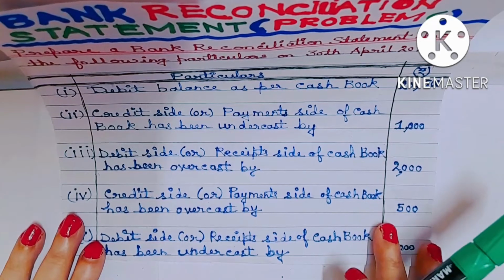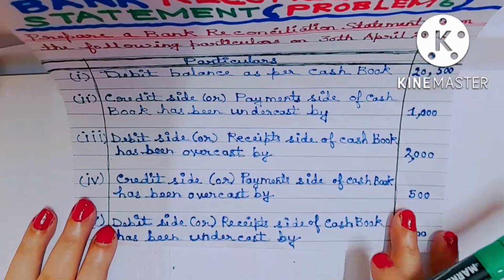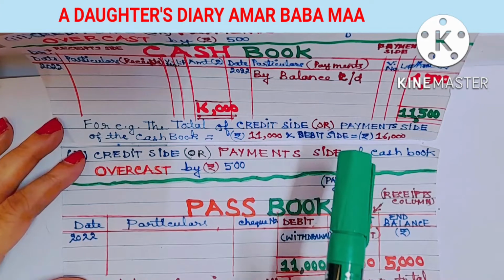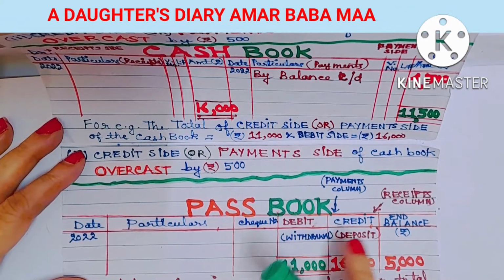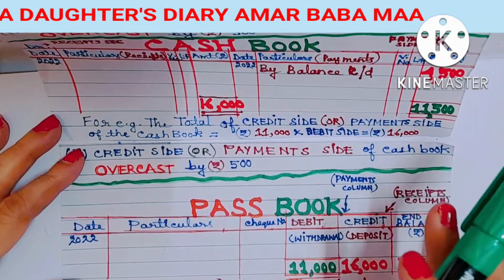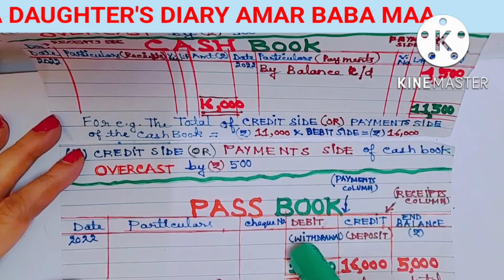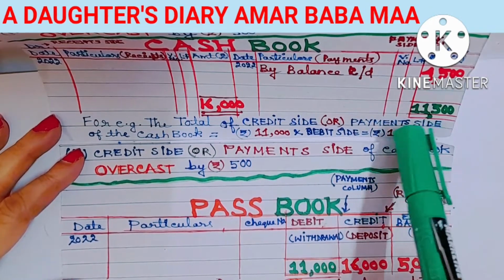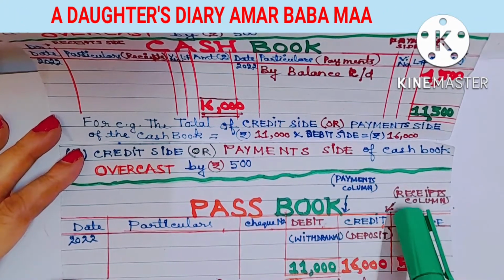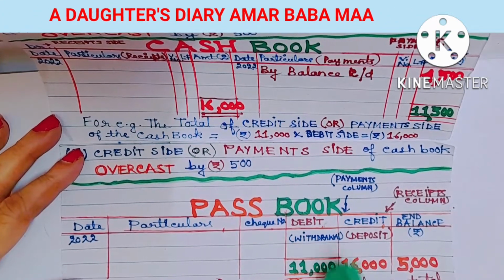So let me make you understand with the help of a cash book and passbook. Okay. So what is the transaction? The transaction is credit side or payment side of cash book has been overcast by rupees 500. What did I say in the beginning? The correct total of payment side or credit side of cash book should be equal to 11,000, as well as the debit column or payment column or withdrawal column of passbook should be 11,000 for this particular problem.